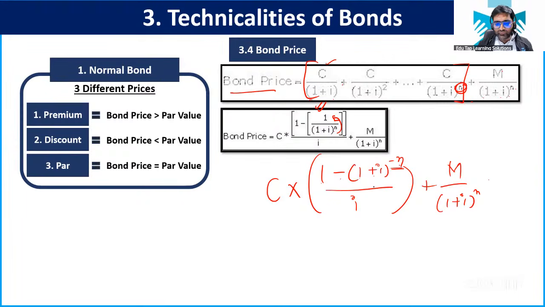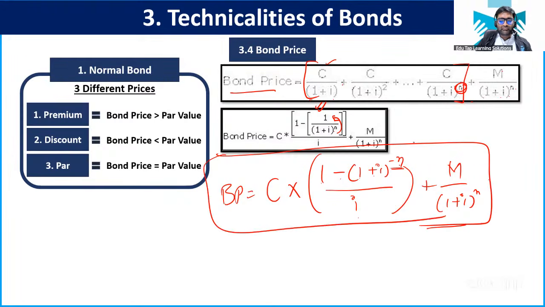I hope you know this. And all of it divided by I, plus m by (1 plus I) whole to the power of n. So this is how you calculate the bond price: C into all of this value and then this. This is the formula for the bond price if they have given all of these values. Now we will do some calculations also, we will see at that time.